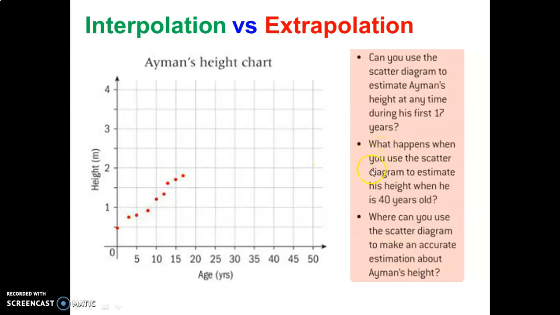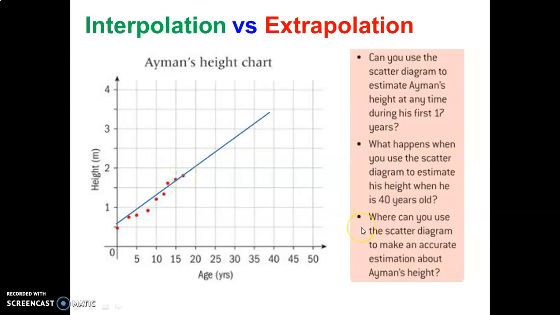Question 2. What happens when you use the scatter diagram to estimate his height when he is 40 years old? Okay, I hope you noticed if you made a line of best fit, we can draw it here, and if you follow that line all the way out here until 40 years, that line, if you use the equation, will predict that his height is 3.5 meters. That's impossible. So this line of best fit, again, beyond the data here, we're extrapolating, and we got a very unreasonable value. The reason for that is, of course, people don't grow very much after the age of 17 or 18. That's maybe when they've reached their maximum height.